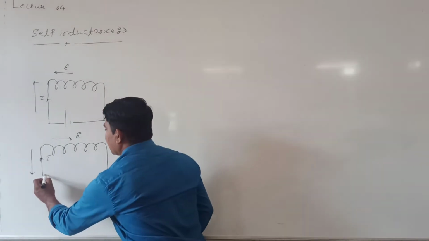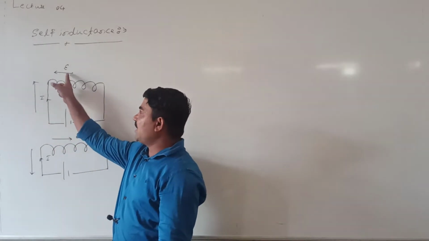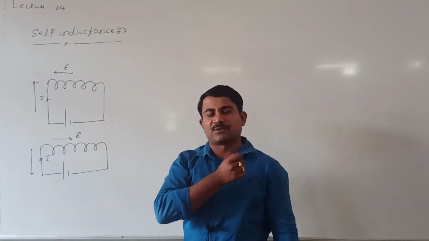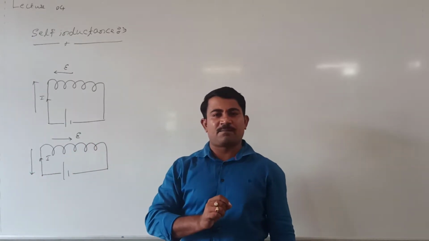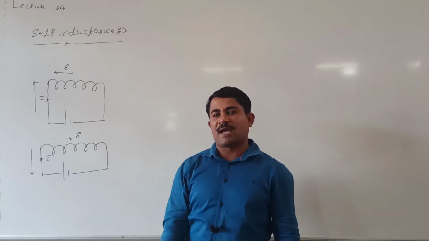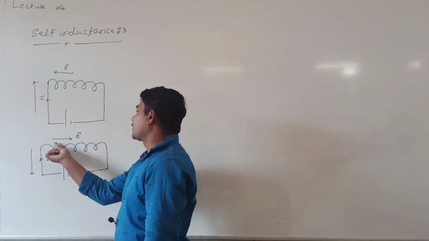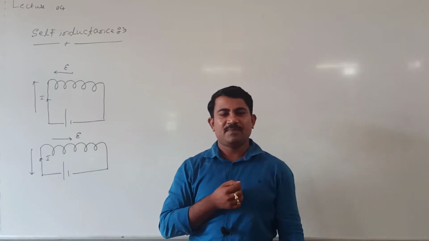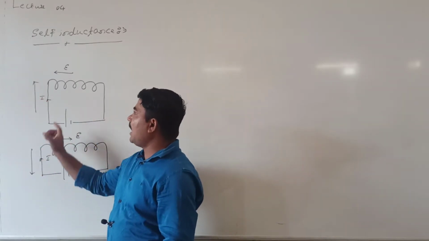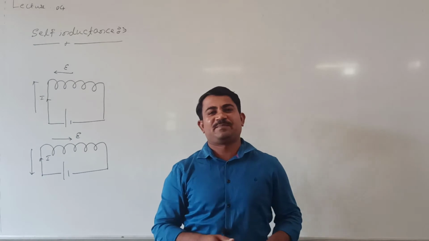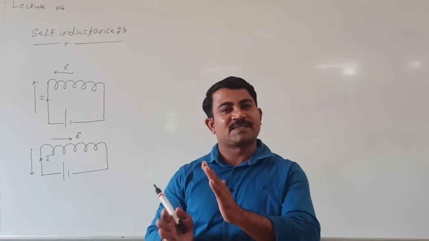Because this current comes from the battery. Wherever current increases, EMF is induced, and the induced EMF opposes the growth of the current. Wherever current decreases in the coil, there also EMF is produced, but this EMF opposes the decay of the current; it acts along the direction of the applied current. Then what phenomenon do you observe? Wherever current changes in the coil, an opposing EMF is produced. This phenomenon I call self-inductance.